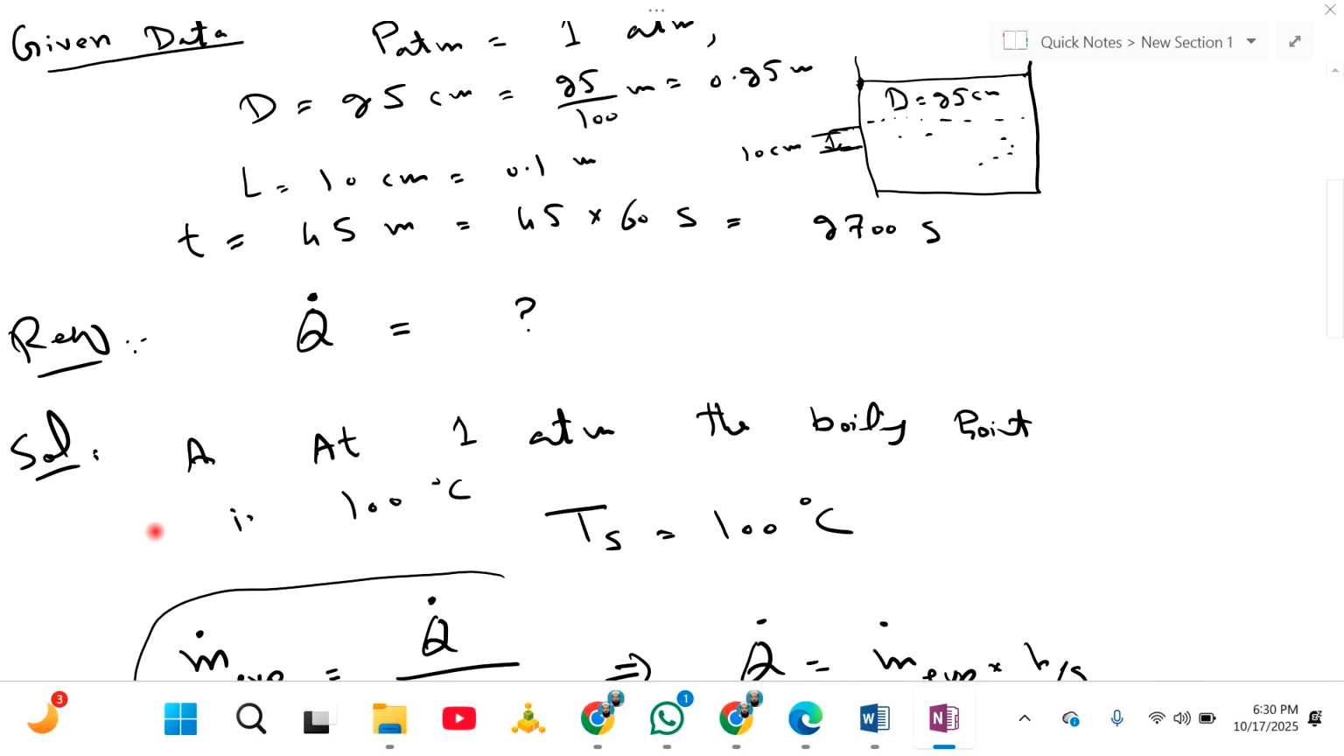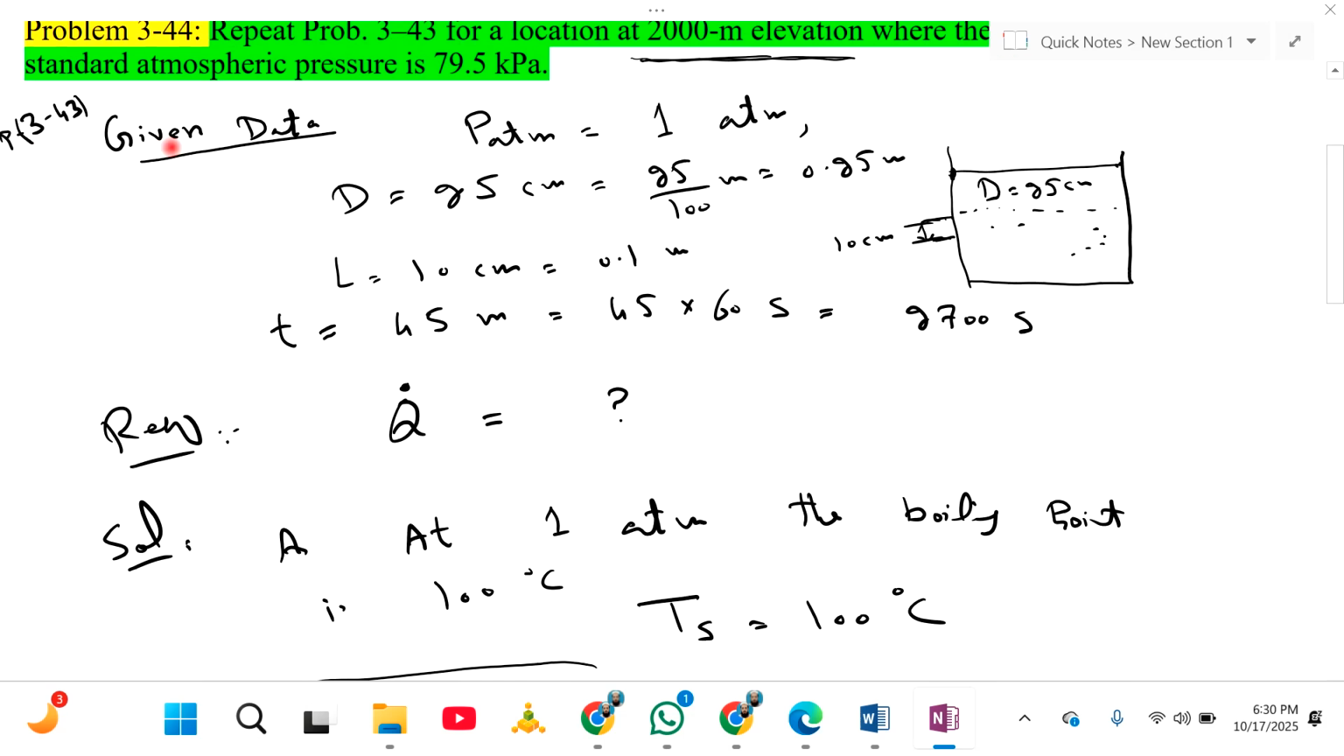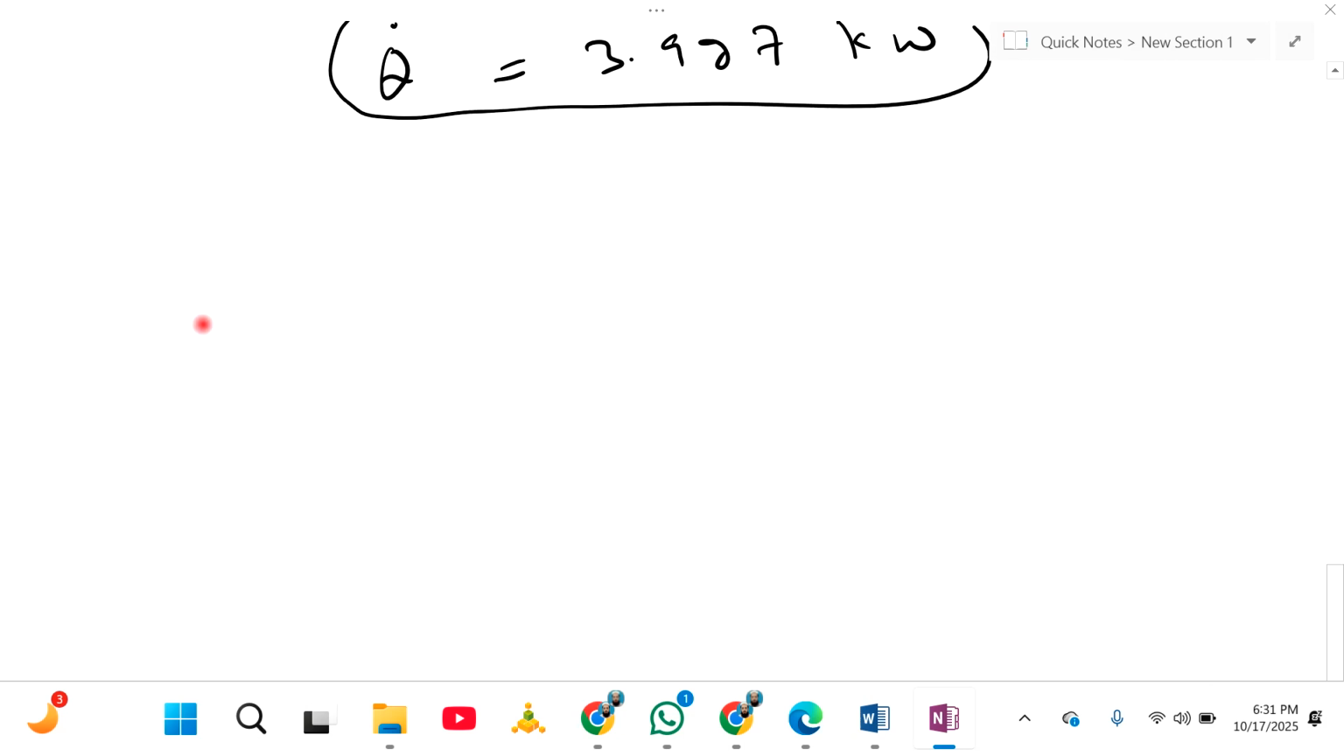Now we are solving problem 3.44. So there is no difference between 3.43 and 3.44, but the same problem is at higher elevation. So at higher elevation pressure decreases. So with the decrease of pressure, boiling point will also decrease. So here at higher elevation, repeat problem 3.43 for a location at 2000 meter elevation, where the standard atmospheric pressure is 79.5 kilopascal.